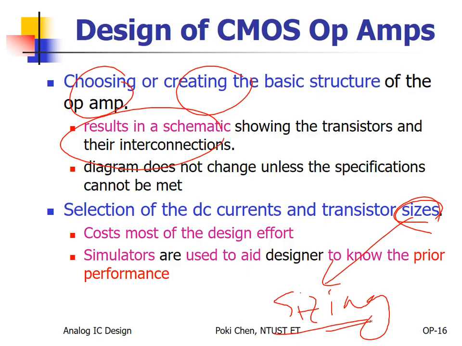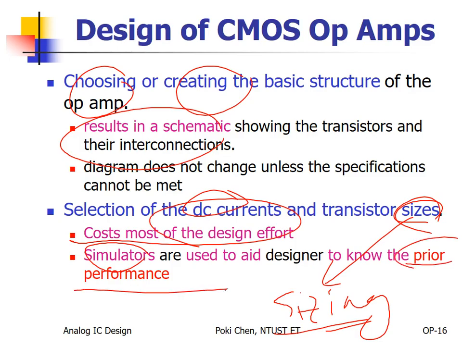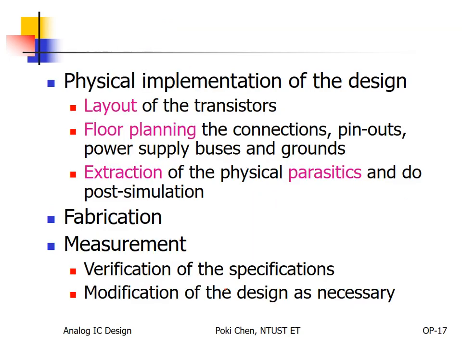That's it. And not only do you need to fine-tune the sizes, but also the biases. It costs most of the design effort. It means most of the time actually is devoted to such kind of fine-tuning. But how good the result will be? Usually through the help of a simulator, especially like HSpice, iSpice, blah, blah, blah. But anyway, if you have a much better understanding about the op amp, the circuit, then such kind of prior knowledge of performance will do a good help.